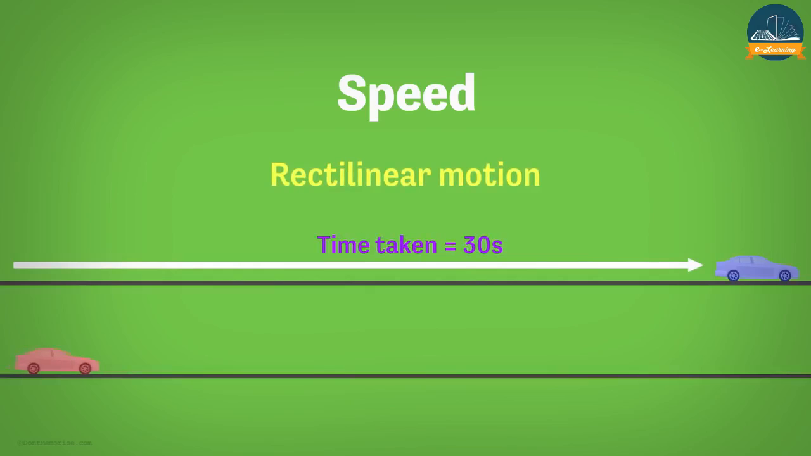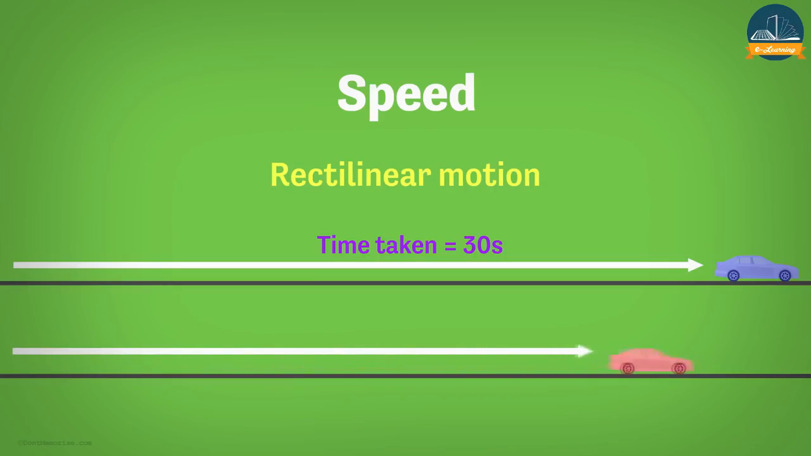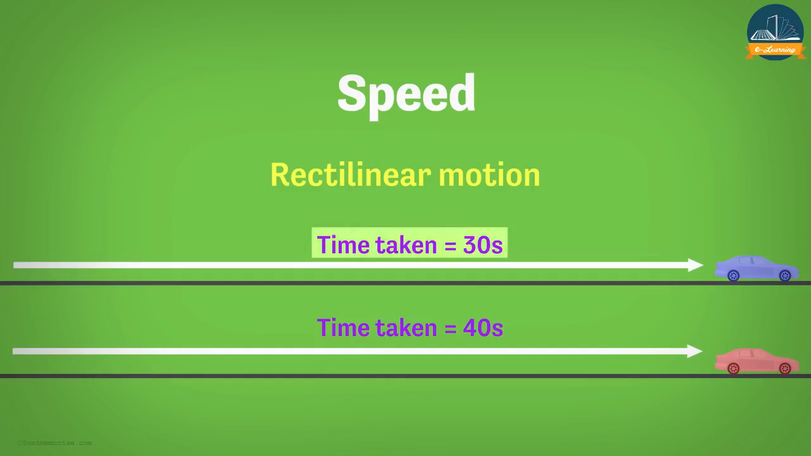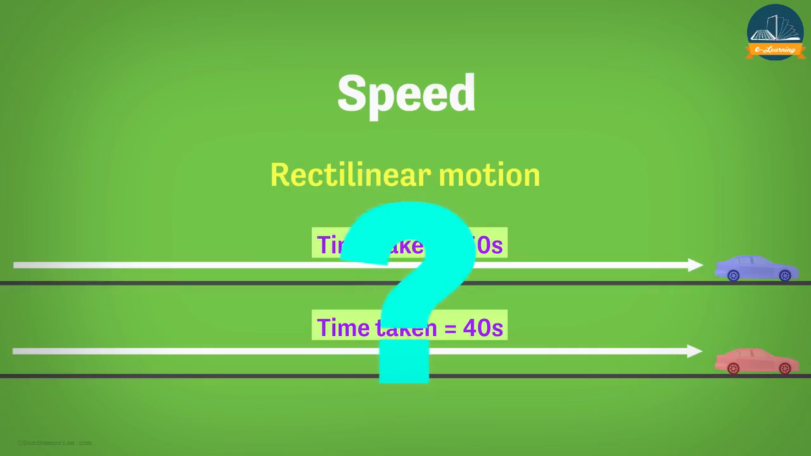Now consider another car which is similar to the first one. It's also moving in a straight line path, adjacent to the first one. The time taken by this red car to cover the same length of the road is 40 seconds. The blue car covered the path length in 30 seconds, while the red car covered the same path length in 40 seconds. Which one of them was moving with the greater speed?